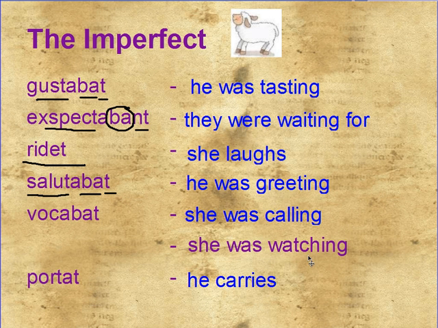We can create it backwards here as well. I noticed the she, so I know I'm going to need a T. I see the was, so I bring in my ba. And my verb is watching, or to watch, specta. So I bring in the rest of my verb. She was watching, spectabat.